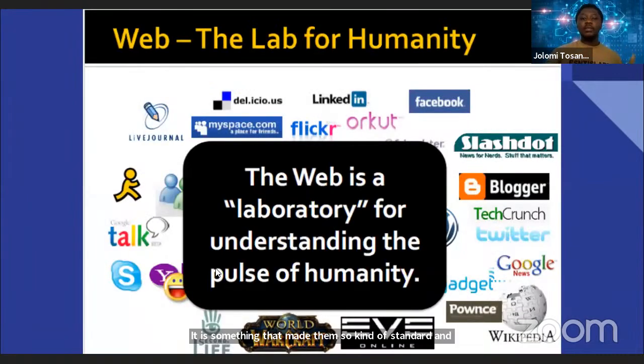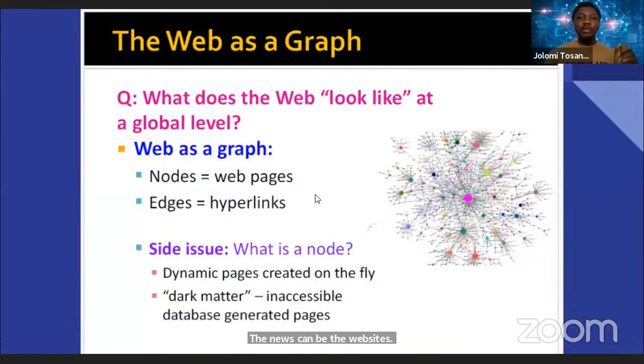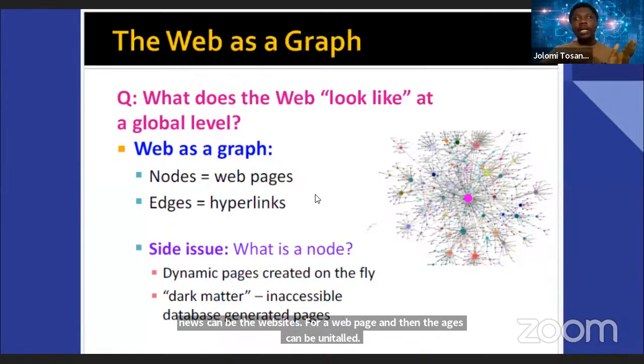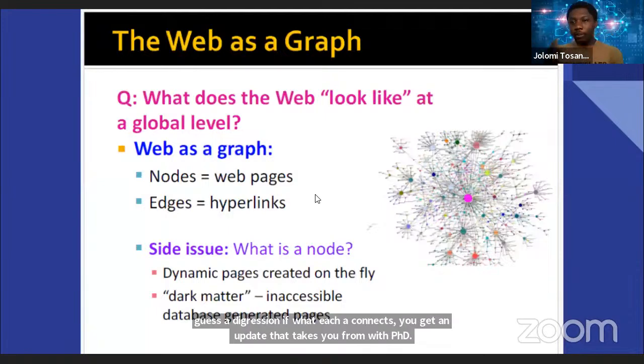So the web can be thought of as a graph or as a network. The web can be thought of as a laboratory for understanding the pulse of humanity, right? Basically, we can see the web from that angle. So if the web is a graph, what are the nodes and what are the edges? The nodes can be the websites, or web pages, and then the edges can be hyperlinks. If there's a hyperlink between two web pages, we create an edge between those two web pages. And the network representation of the web is directed, right? There's a direction. If there's a hyperlink that takes you from web page A to web page B, there's a form of direction in that edge.